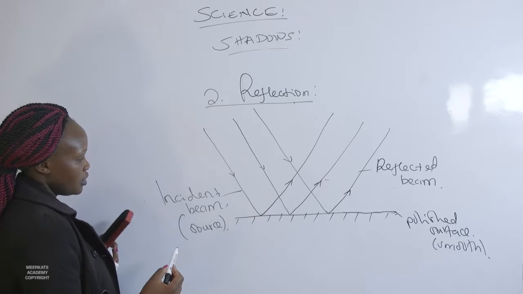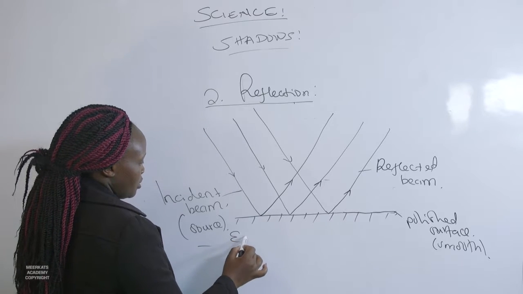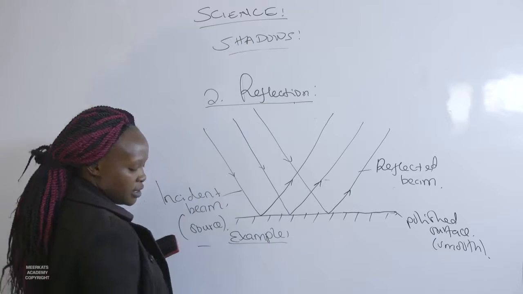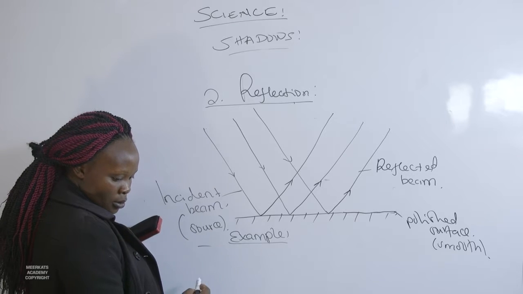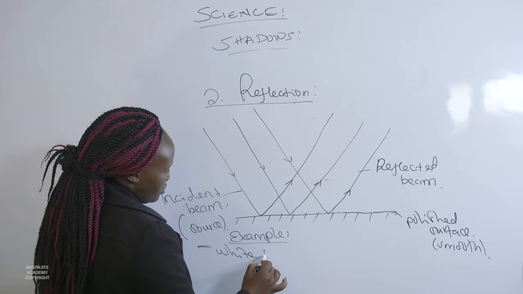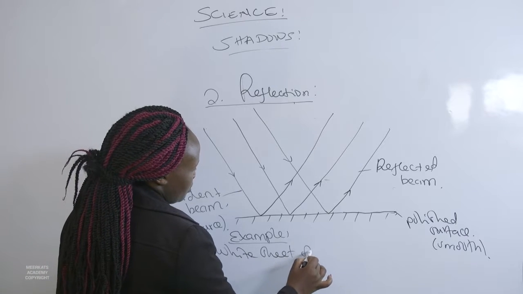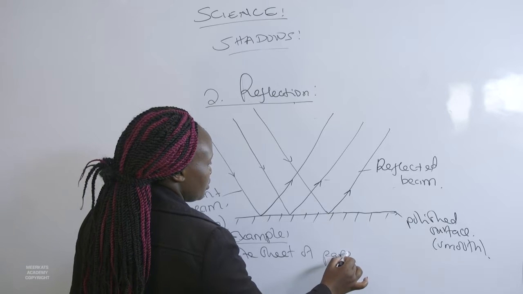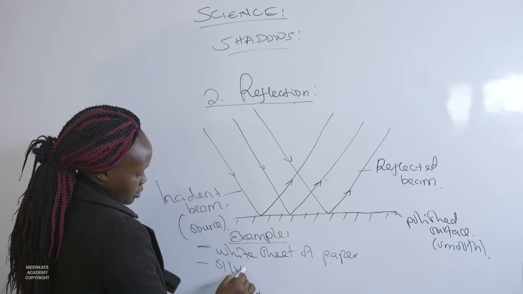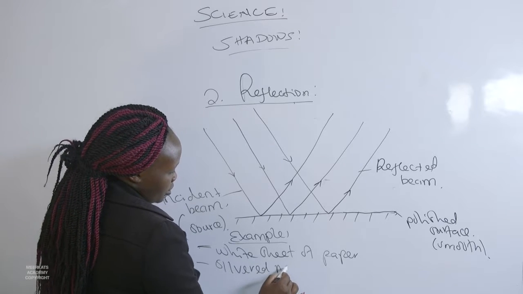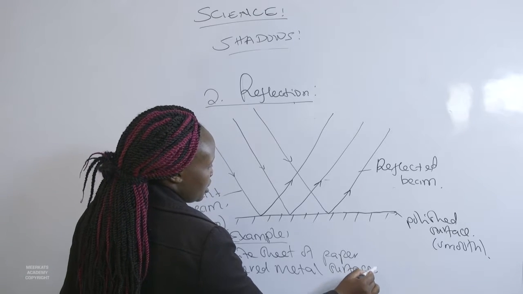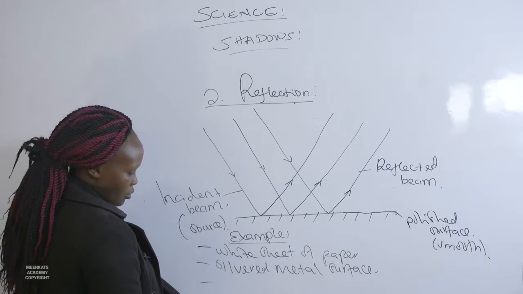Now we want to give examples of materials that would give us regular reflection. One is a white sheet of paper. We could talk of a silvered metal surface. And lastly, we could talk of a mirror.